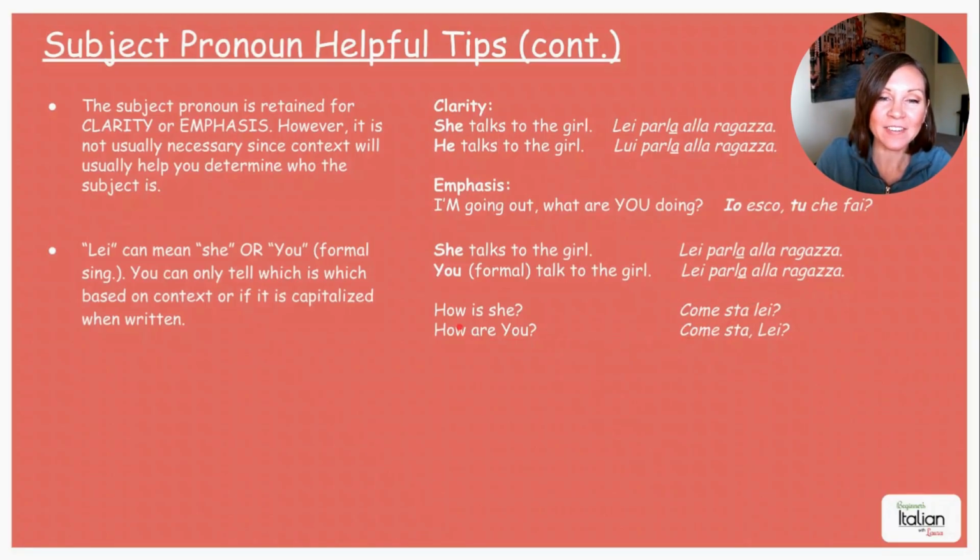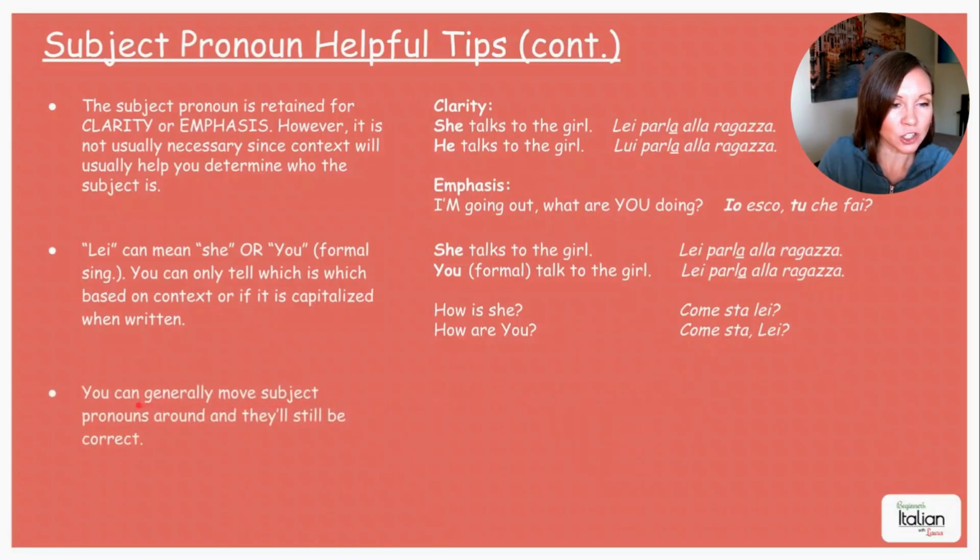Okay, and then we have how is she? Come sta lei? Or how are you? Come sta lei? So you can tell the difference when it's written out because it's usually capitalized. But if you're just speaking, you have to rely on context. Okay, so you'd have to kind of know if they're talking to you or if they're talking about a girl.